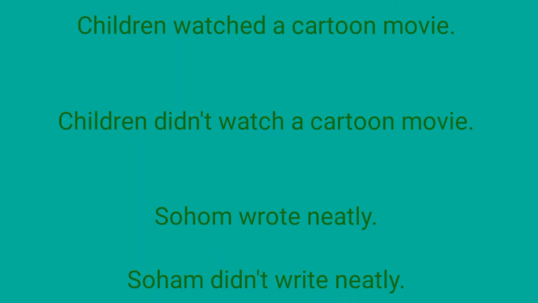First one is, children watched a cartoon movie. What we have learnt in the first rule, we have to find the verb and we have to bring it into its root form. So the verb here is watched and its root verb is watch. And the second rule is, we have to write did not or didn't before the verb. So the negative sentence is, children didn't watch a cartoon movie.